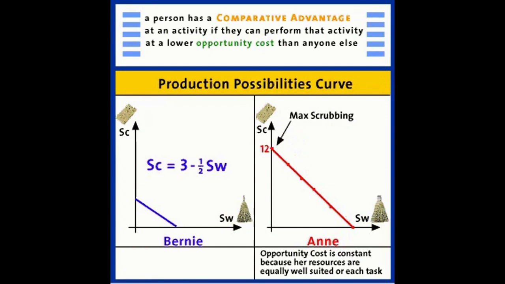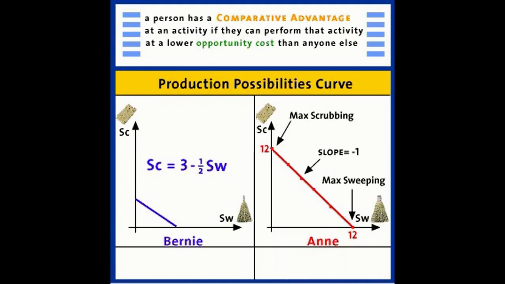That is, every additional room that Ann sweeps is 1 room worth of scrubbing that she no longer has time to do. You find the opportunity cost by dividing the number of minutes that it takes to sweep by the number of minutes that it takes to scrub. 5 minutes worth of sweeping divided by 5 minutes worth of scrubbing gives you the opportunity cost of sweeping measured in terms of scrubbing that Ann is not able to do. Every time she sweeps a room, that's a room worth of scrubbing that she gives up. The slope of the curve is -1.